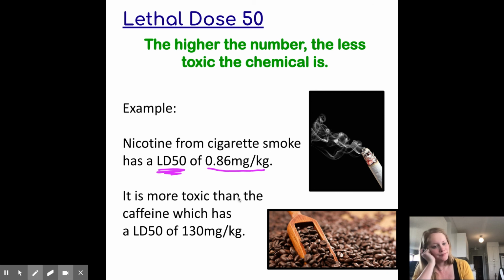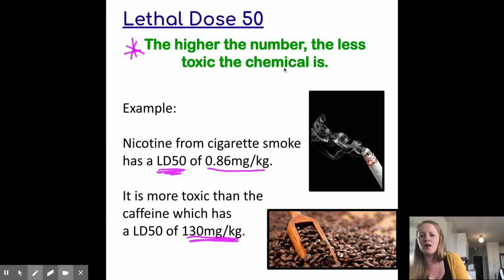Believe it or not, nicotine's more toxic than caffeine. Caffeine, yes, caffeine is a chemical, has an LD50 of 130 milligrams per kilogram. So you'll notice 130 is much larger than 0.86. So this is not a concentration comparison. This is the amount that it would take to kill 50%. So the caffeine takes a larger amount to kill 50% of the population.